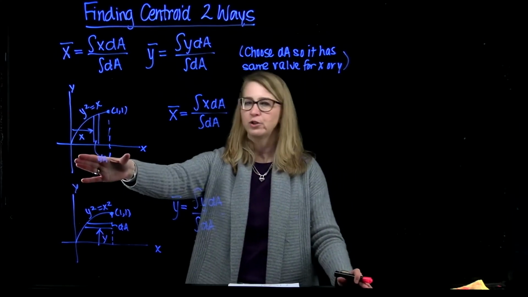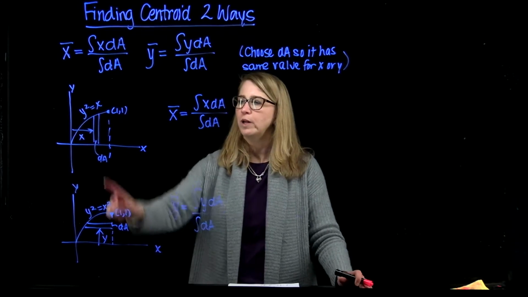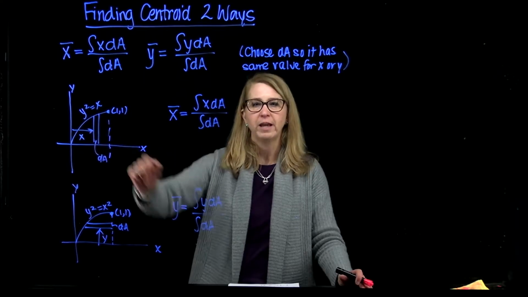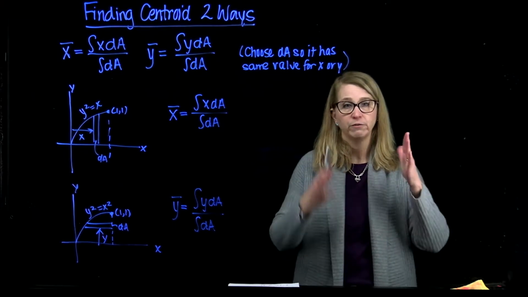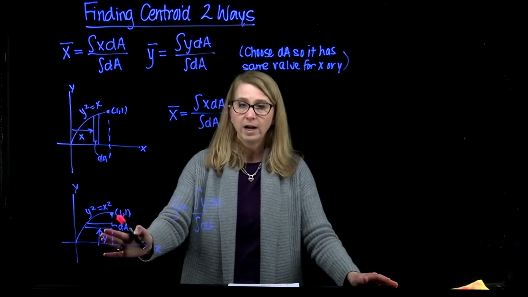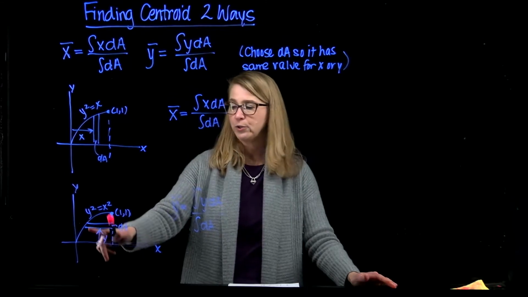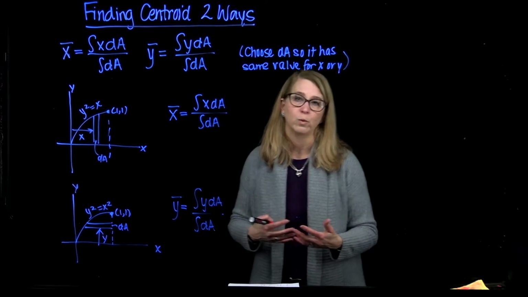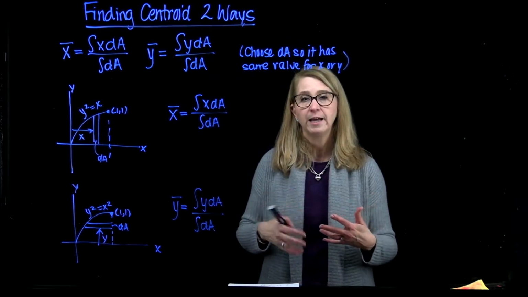In this picture, we're showing how we would set it up to find the x centroid. We want to use the area so that everywhere along this dA it has the same x value. So you see that in that situation, it's a vertical strip. While when we do the y centroid, we want the whole area to have the same y value, so it's a horizontal strip. Now, this is going to affect how we integrate and also how we express the dA.